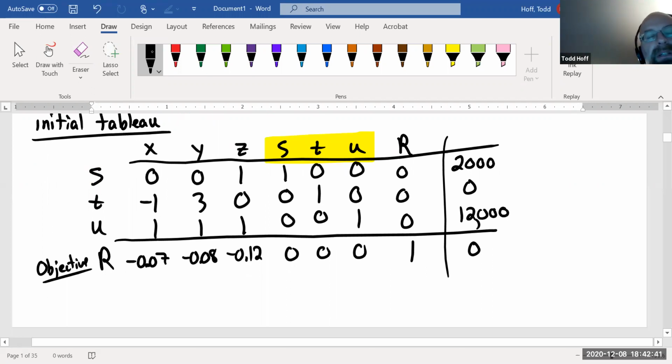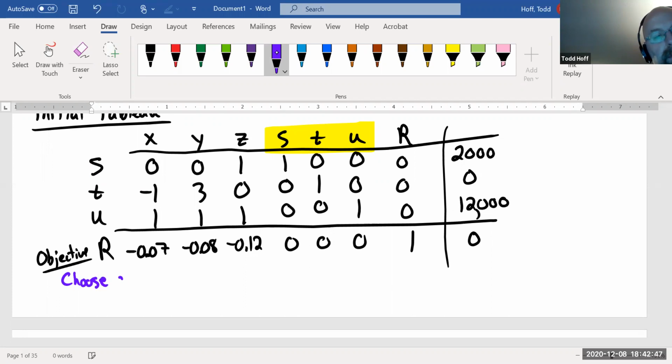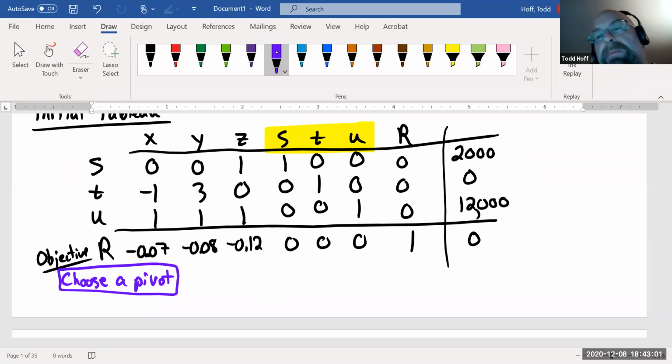Once we have that initial tableau, we have to choose a pivot. A pivot is a number we're going to use to clear out the rest of the numbers in that column. It's kind of like the addition or elimination method for systems of equations. What we did up above to find where those equations intersect, we multiplied one by -2 and then added them together, and one of the variables canceled out. That's kind of what this is like.